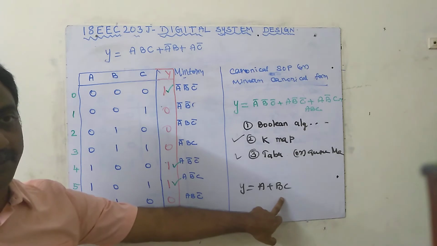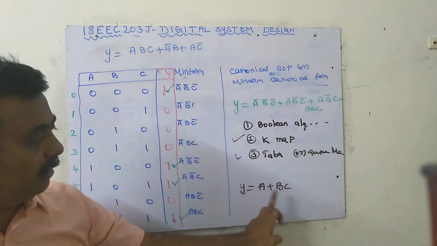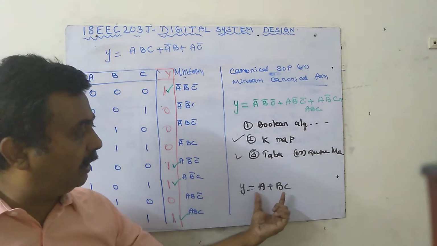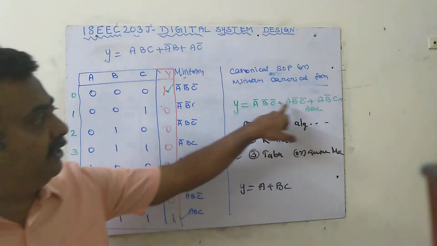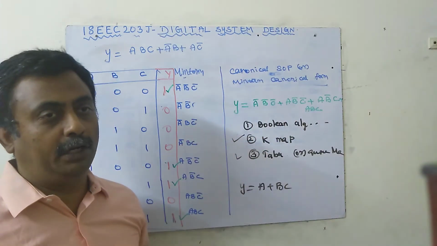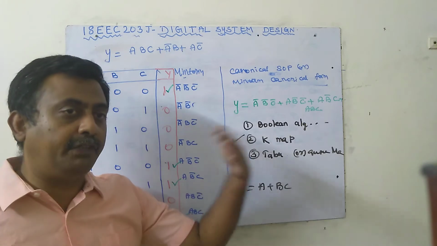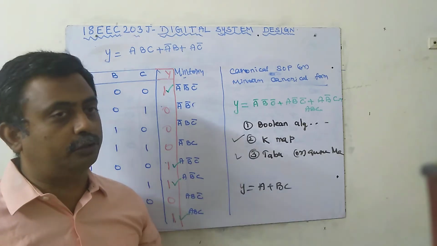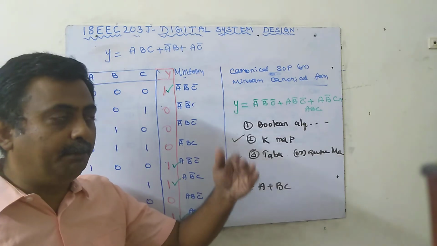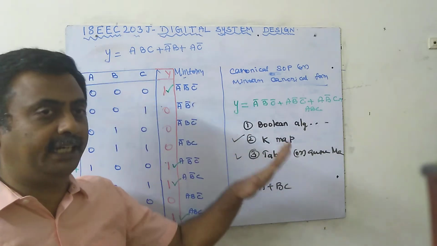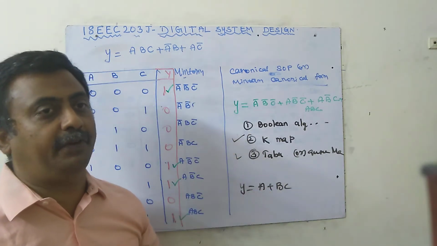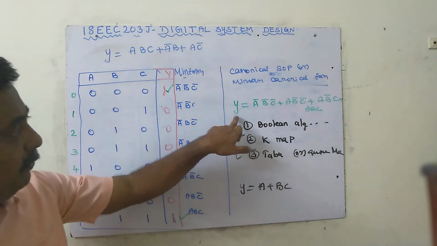This is very cheap, because we are going to use only two gates here, one AND gate and one OR gate. That is sufficient. But if I implement the original equation, I need more gates, so the size of the equipment increases and the cost also increases. So we have to simplify. In our subject itself, it is simplification.